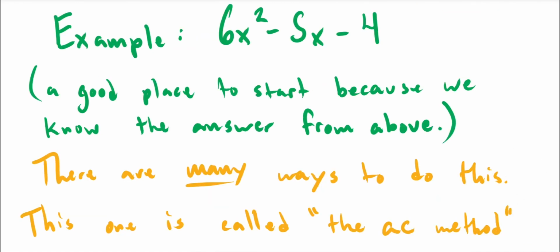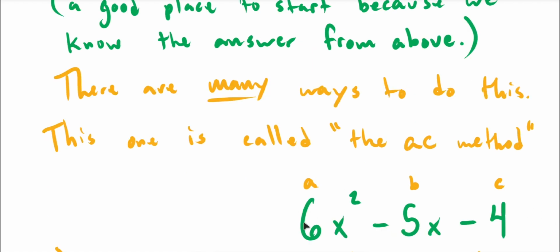There are many different strategies for factoring general trinomials. We're going to use one that's called the AC method. It's called this because if we call the first term's coefficient A, the middle term's coefficient B, and the last term's coefficient C, we're going to focus on A and C. Their product is going to key us into what factors we're looking for.